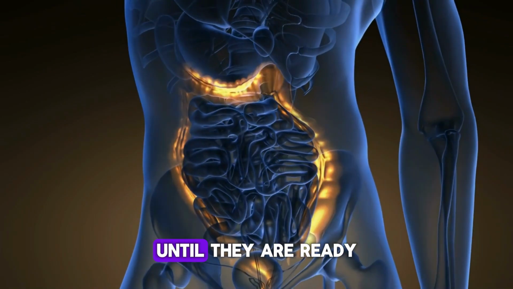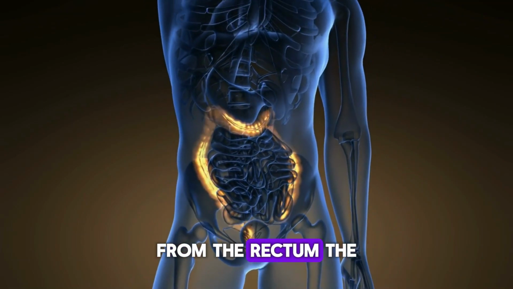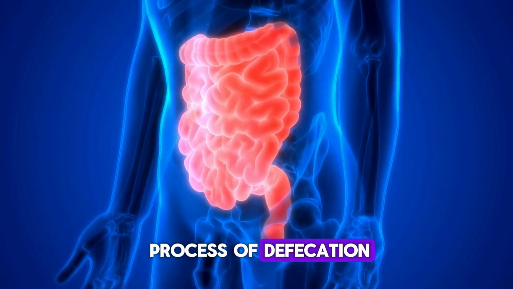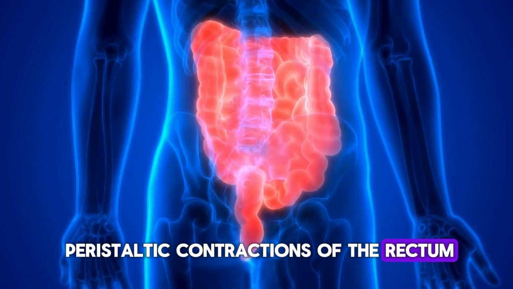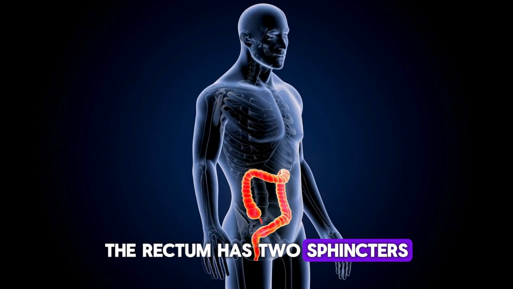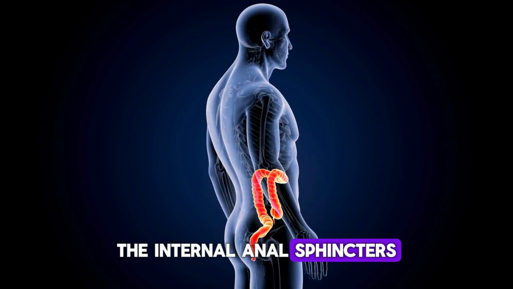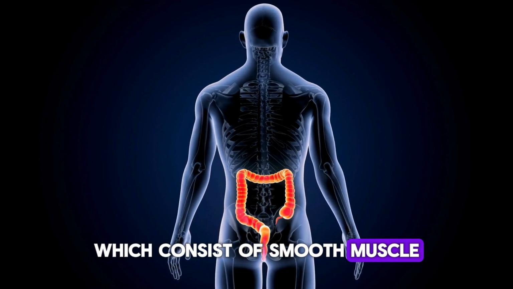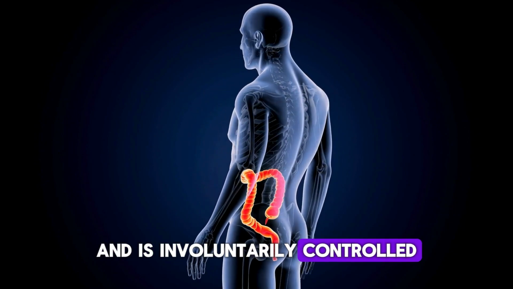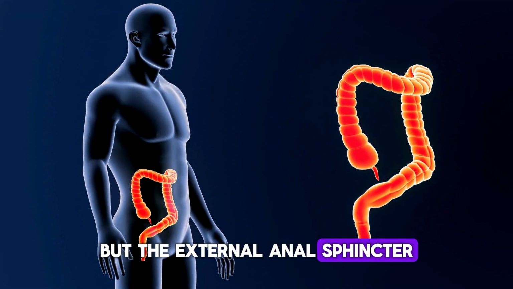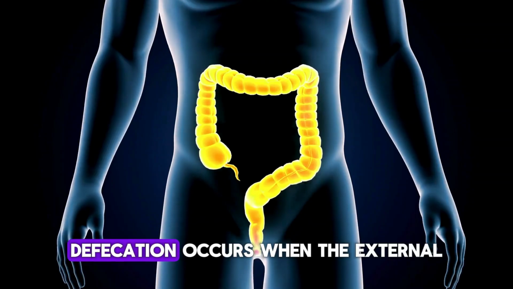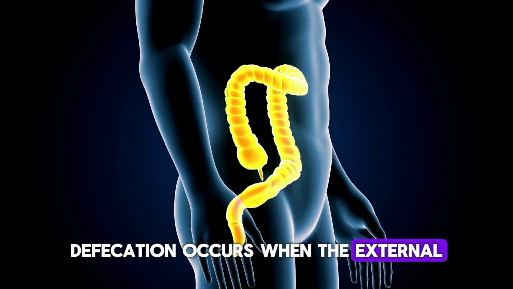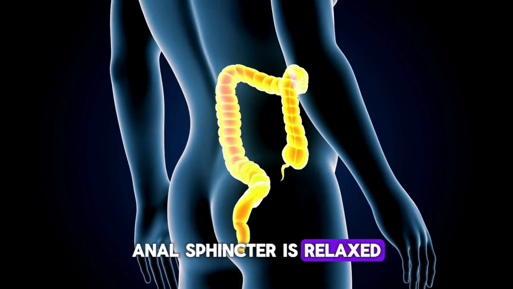The rectum. This is where the feces are stored until they are ready to be excreted from the rectum. The process of defecation occurs as a result of peristaltic contractions of the rectum. The rectum has two sphincters: the internal anal sphincter, which consists of smooth muscle and is involuntarily controlled, and the external anal sphincter, a skeletal muscle, which is under voluntary control. Defecation occurs when the external anal sphincter is relaxed.